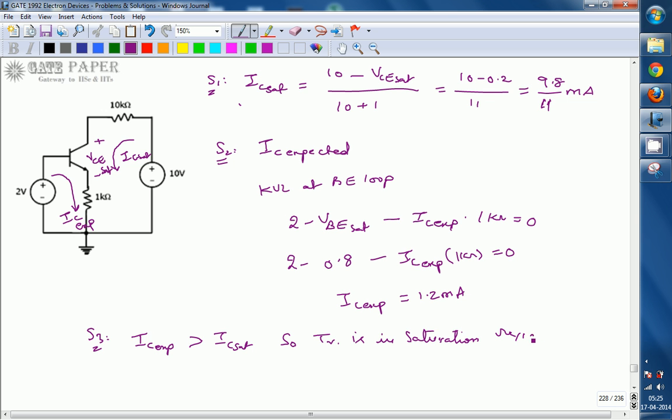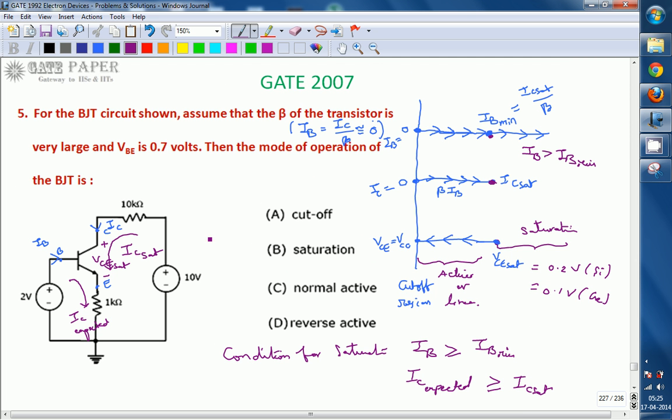The transistor is in saturation region because it already got saturated when it reached 9.8 by 11 milliamperes, but you are increasing the input voltage such that it may go towards 1.2 milliamperes, which is not possible. When the transistor has already reached the saturation point, it no longer depends on the input current and input voltage, so your expected value of 1.2 milliamperes is not met. So the right option for this question is B, saturation region. Thank you.